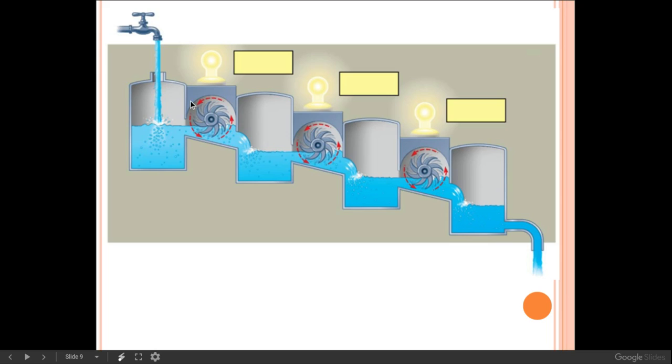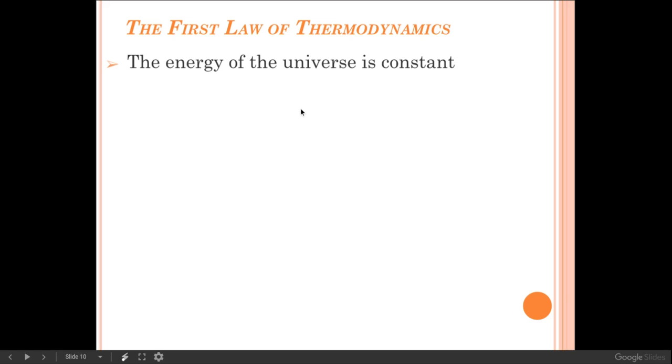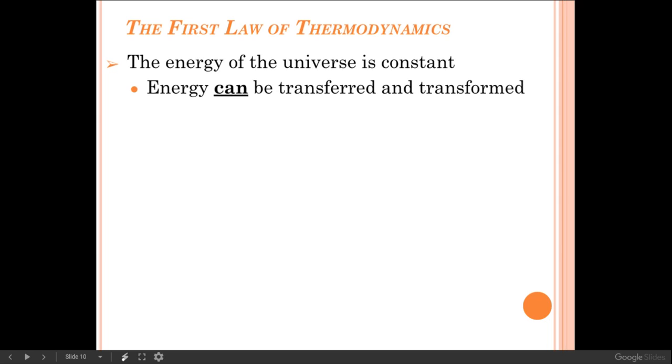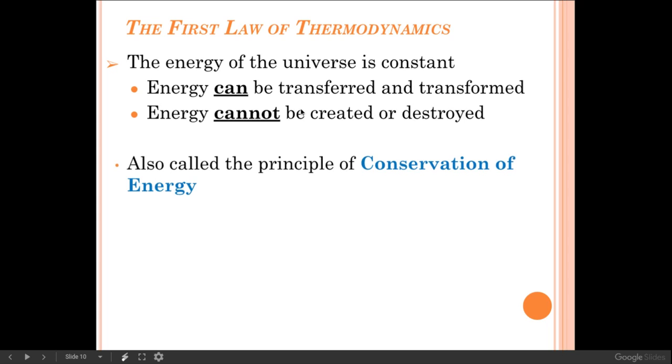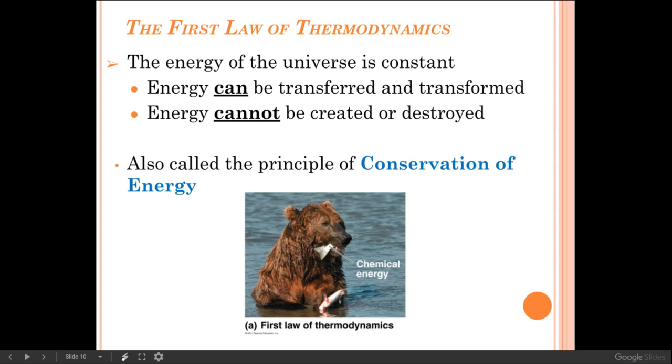And you can think of this as food coming into the organism, waste going out of the organism, and in the process keeping the organism alive. We talk about the first law of thermodynamics. We're talking about that the energy in the universe is constant, and the energy can be transferred and transformed, but it cannot be created or destroyed. So that's the first law, and you guys have talked about that in the past. This is also called the conservation of energy.